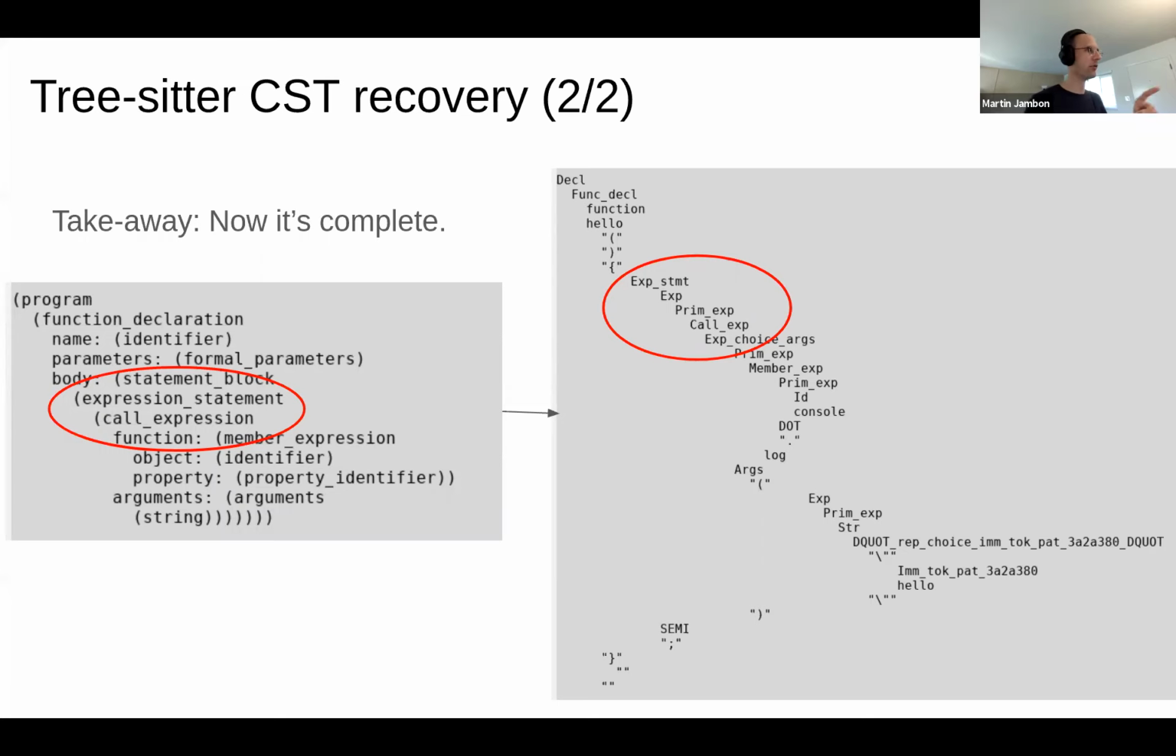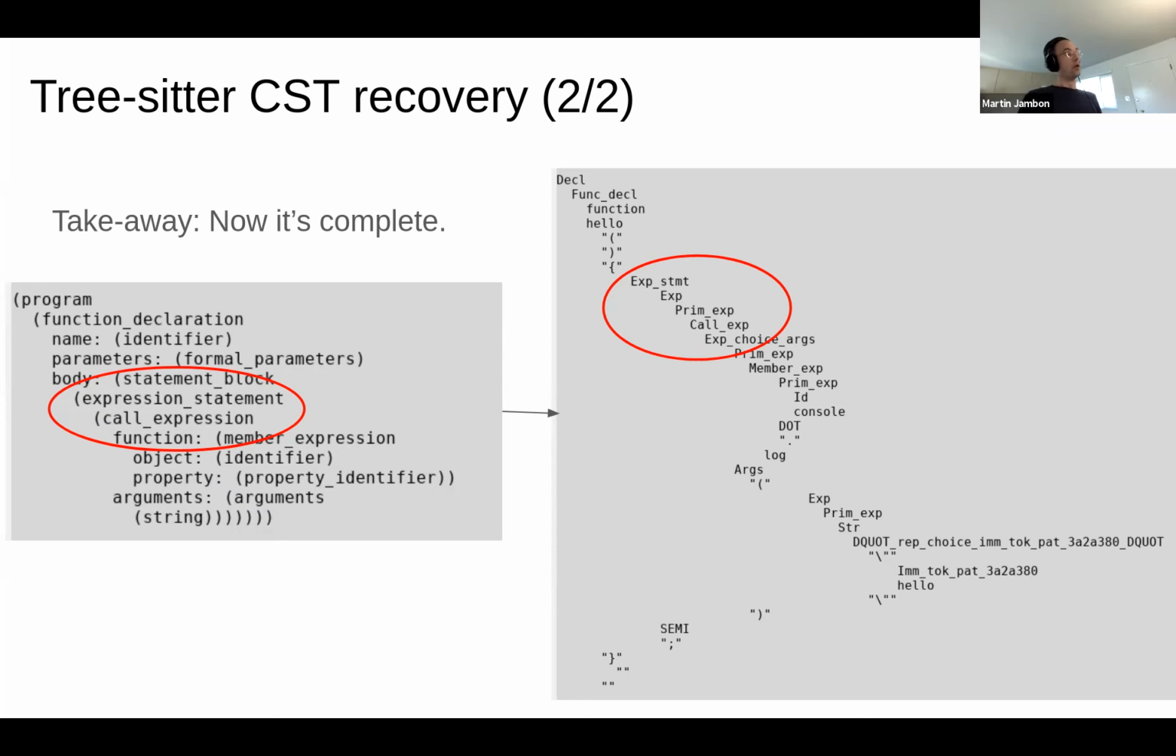Very nice, you might say, but if you look at the grammar, the path taken is more complicated, and we actually want all that path. So if you look here in this recovered CST that we have in OCaml, we have new nodes here. The first one, exp stmt, is the expression statement. And there's the call exp that corresponds to call expression on the left, but in between there are two sub levels that were completely omitted in the original output.